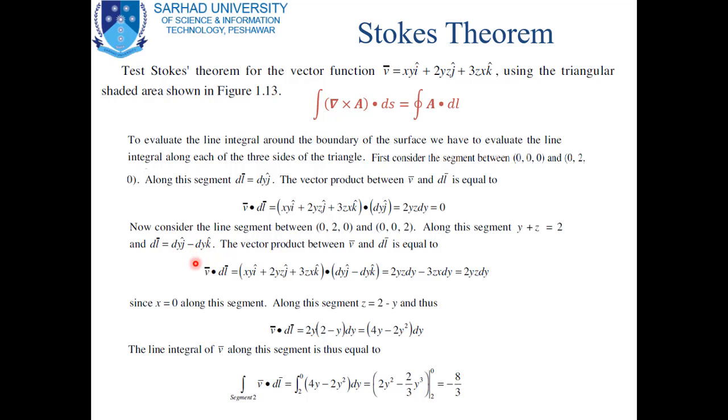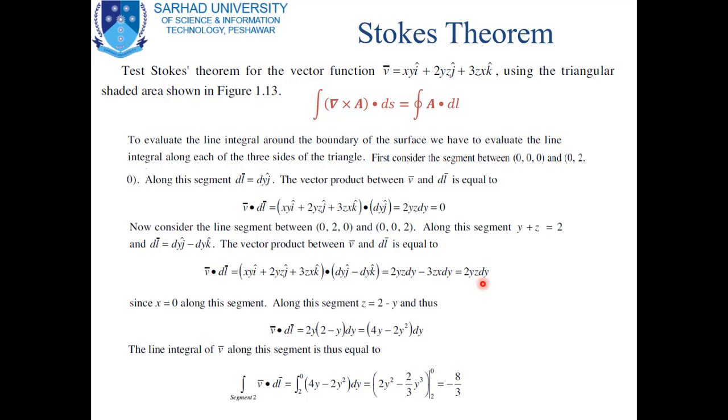Now we take the dot product of this length element with v, and we will have 2yz dy minus 3zx dy, which is equal to 2yz dy, as the inclined plane lies in the yz plane, so x is equal to 0, this part will equal 0, and we will have only 2yz dy.